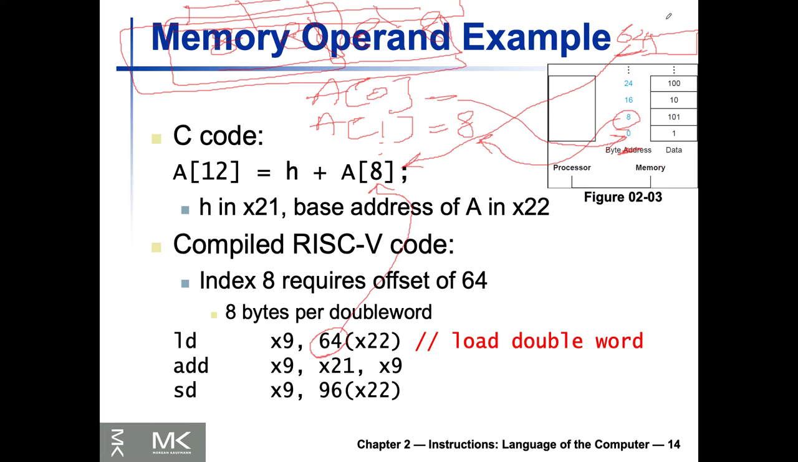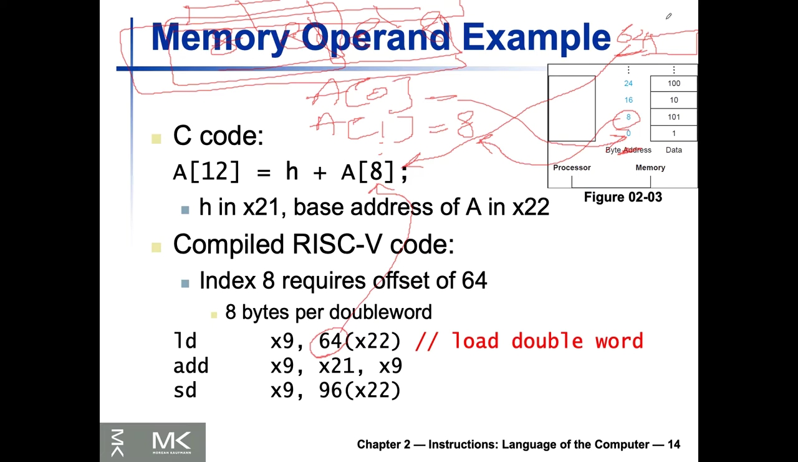So we are loading the address 64 of register X22, and that corresponds to A8. So we are loading it to this. Remember that this side is not available in the CPU, it's in memory. You have to find it in a specific location in memory, load it, and then use it again.